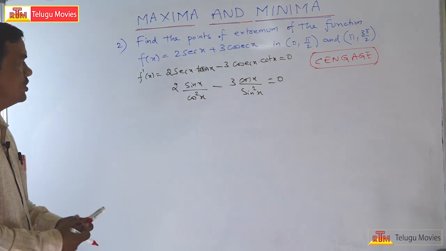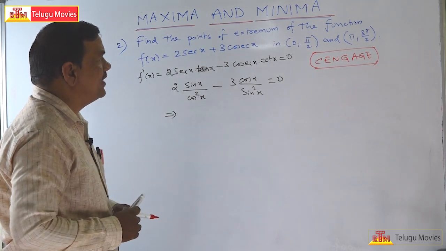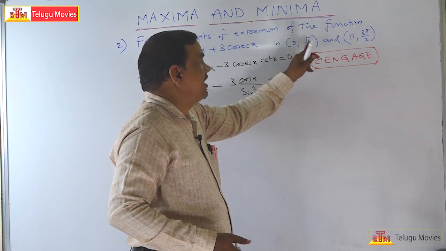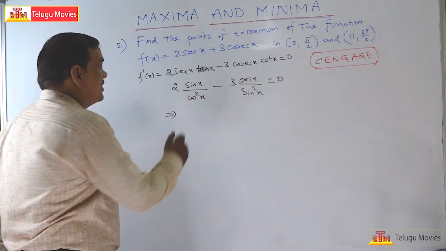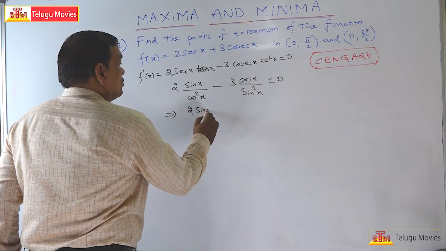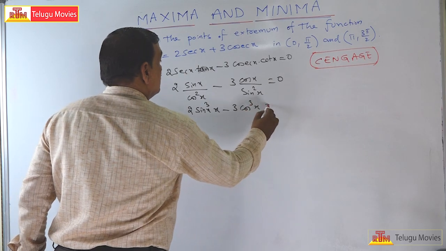Okay now, right. So, if you take cross multiplication, since x is not equal to 0 and x is not equal to pi by 2, you can take cross multiplication. This is equal to 2 sin cube x minus 3 cos cube x is equal to 0.